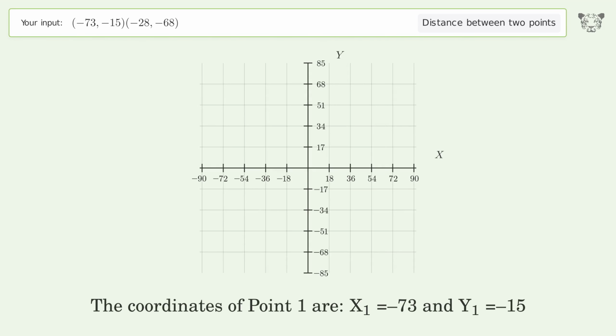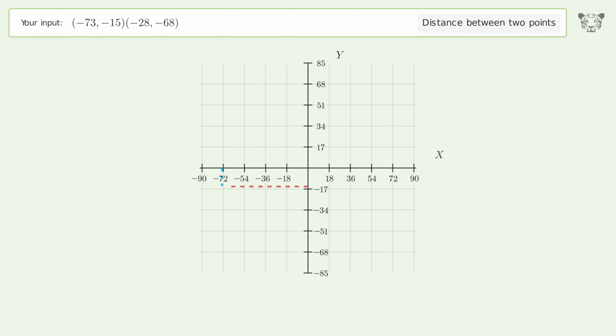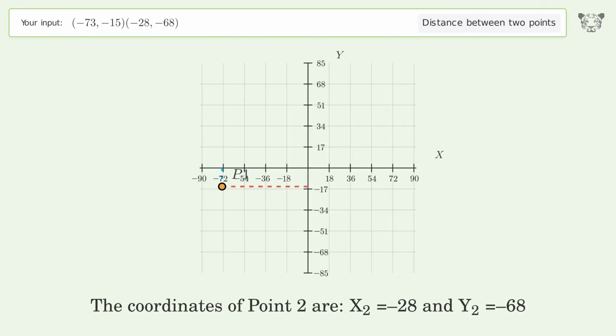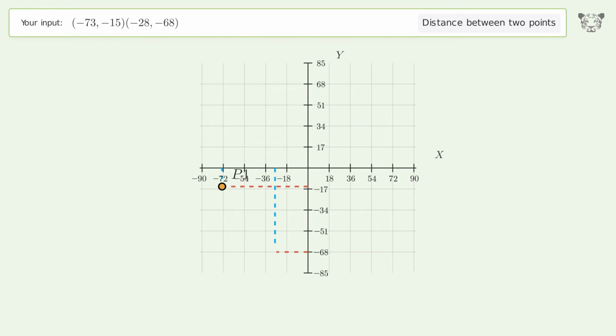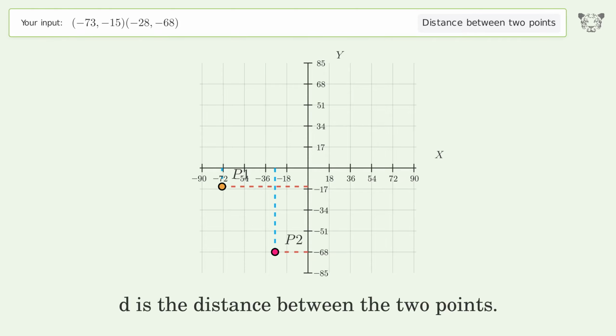The coordinates of point 1 are, x1 equals -73 and y1 equals -15. The coordinates of point 2 are, x2 equals -28 and y2 equals -68. D is the distance between the 2 points.